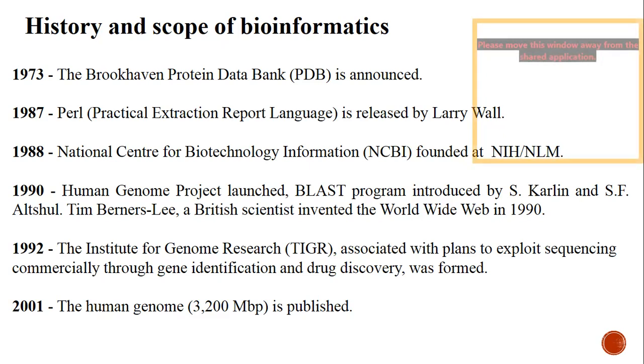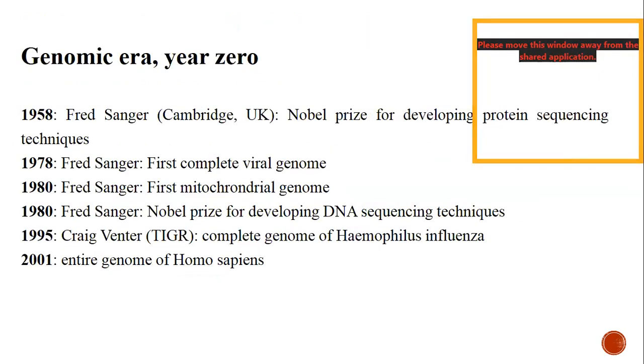In 1992, The Institute for Genome Research was founded, which aimed to exploit sequencing commercially through gene identification and drug discovery. In 2001, the Human Genome Project was completed, and we found 3.2 billion base pairs of data related to the human genome. That time it was a big problem: how we could interpret, store and retrieve this data.